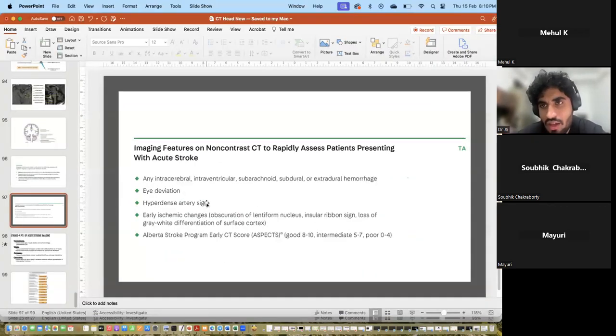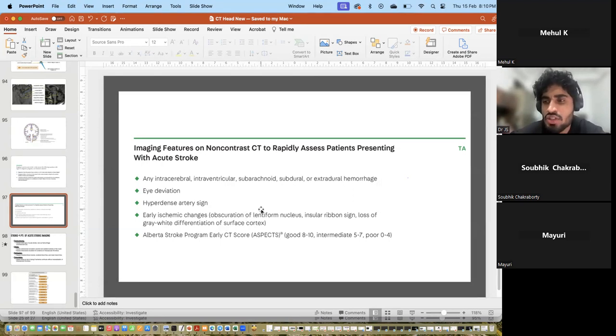Then the hyperdense artery sign. Not just the MCA, you can also appreciate the basilar artery and other arteries on NCCT. Then early ischemic signs are obscuration of the lentiform nucleus. The lentiform nucleus usually looks somewhat hyperdense compared to the surrounding white matter. So when there is obscuration of the lentiform nucleus, loss of the insular ribbon sign on the lateral part of the temporal lobe, and loss of gray-white differentiation of the surface cortex, all of that is suggestive of stroke.